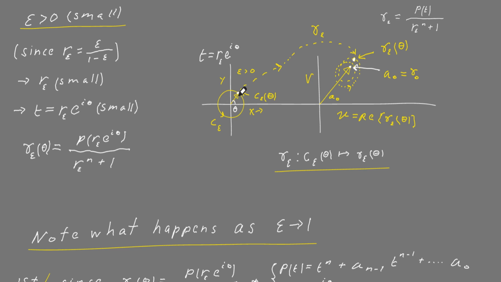Now if I let theta increase by 2 pi, this point is going to move around the circle and come back. And this corresponding point is going to move around some closed loop and come back to its original value. And all the points on this loop are going to be close to the point a0. And that's because all the points on this circle are close to the origin. And of course, a0 is from the origin. And the function gamma is continuous.